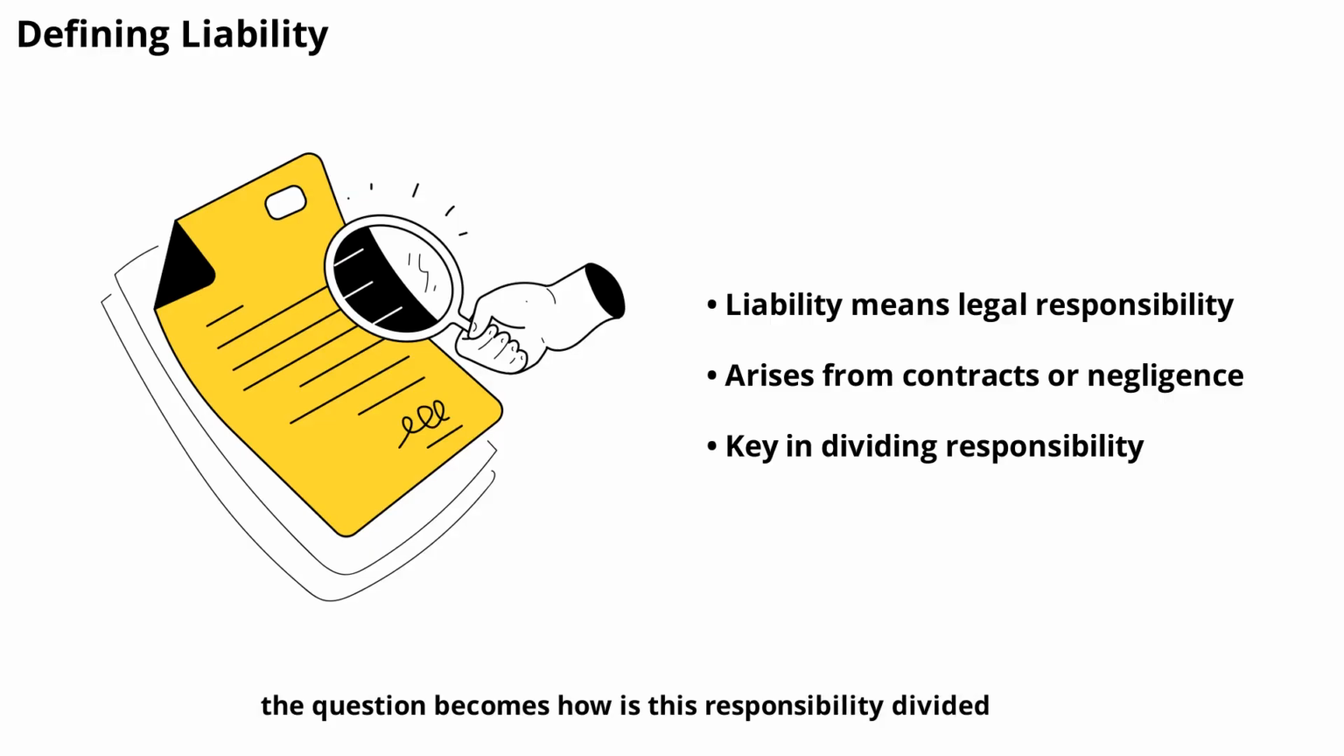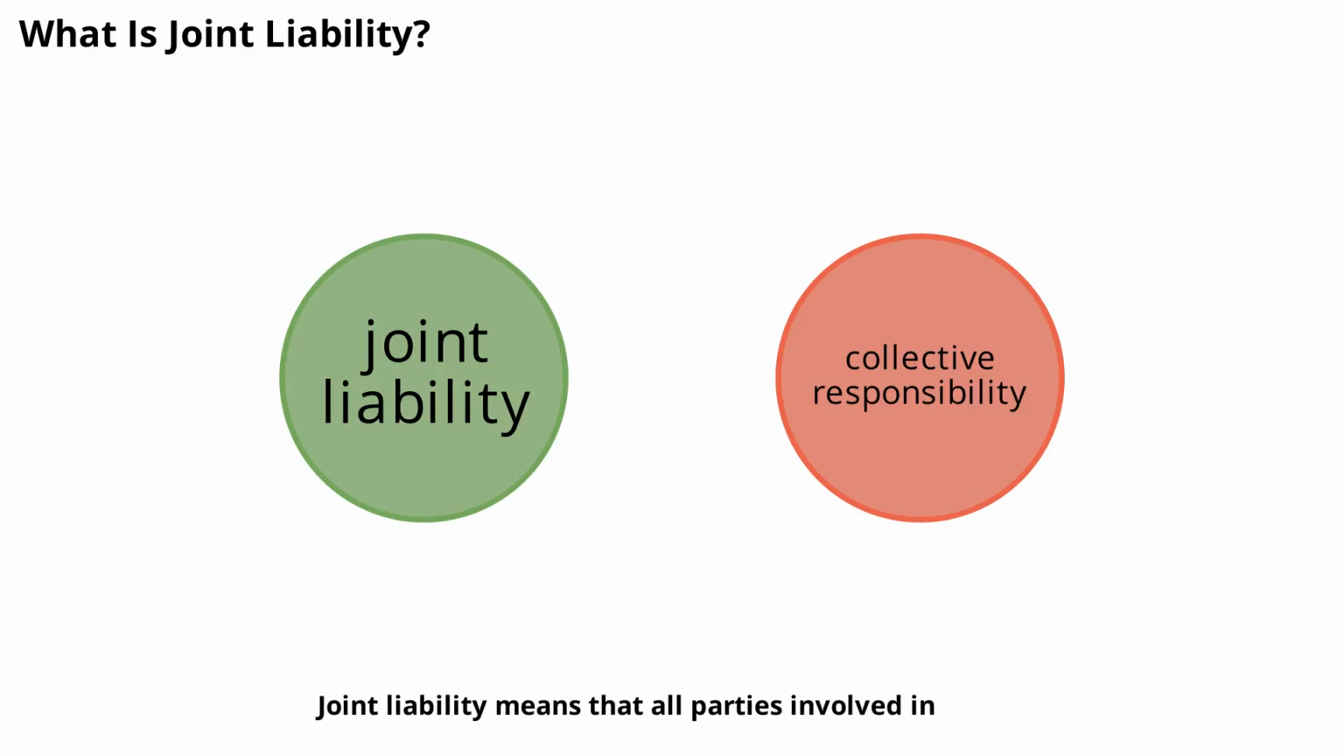When more than one person is involved, the question becomes, how is this responsibility divided? That's where joint and several liability comes into play, shaping how courts and creditors pursue compensation. Joint liability means that all parties involved in a legal obligation are collectively responsible for fulfilling it. If a group signs a loan agreement, for example, each member is equally liable for the entire debt. Creditors can pursue any or all members for repayment, but typically, the group is treated as a single entity. This approach ensures that responsibility doesn't fall on just one person, but is shared among everyone involved in the agreement.